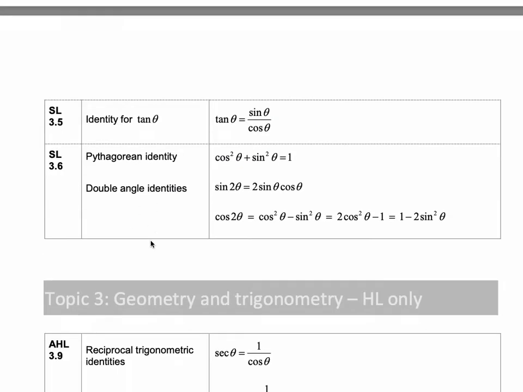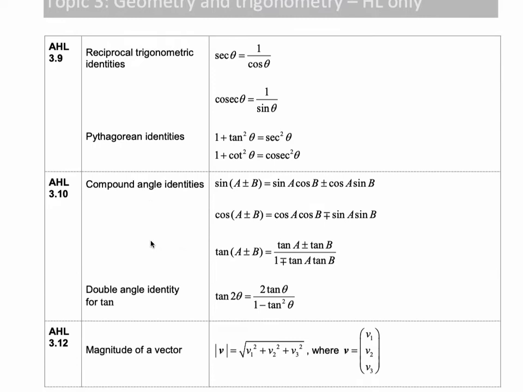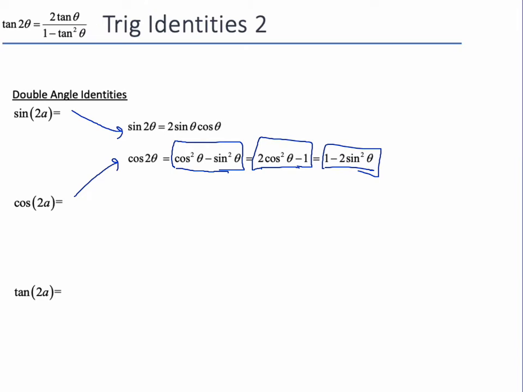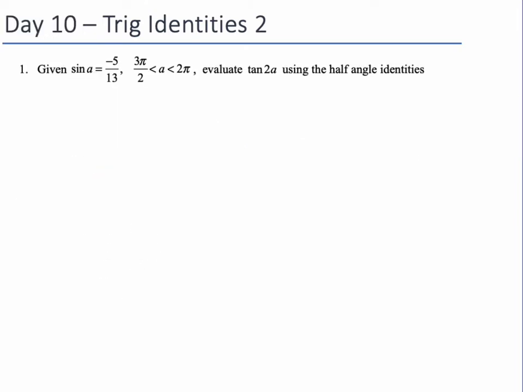Tangent is in a different section, unfortunately, so you have to go to the HL section. And here's the tangent double angle identity. Okay, so we have those identities. We're going to use them now in a couple of examples. In this one here, we have sine A, and you have to figure out tan 2A.